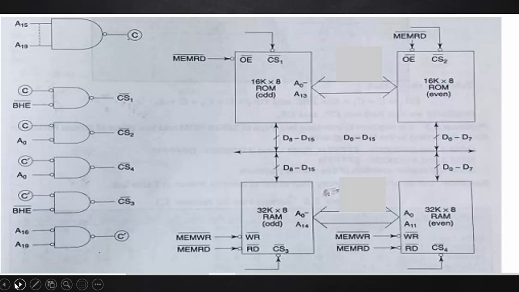And the next important point: in the ROM space, ROM is read-only memory. The processor can read data from the memory, but we can't write anything to this ROM space. That is why we need only the memory read control signal for this ROM space. But in the case of RAM, we can read data from the memory and we can write data to the memory because it is RAM.